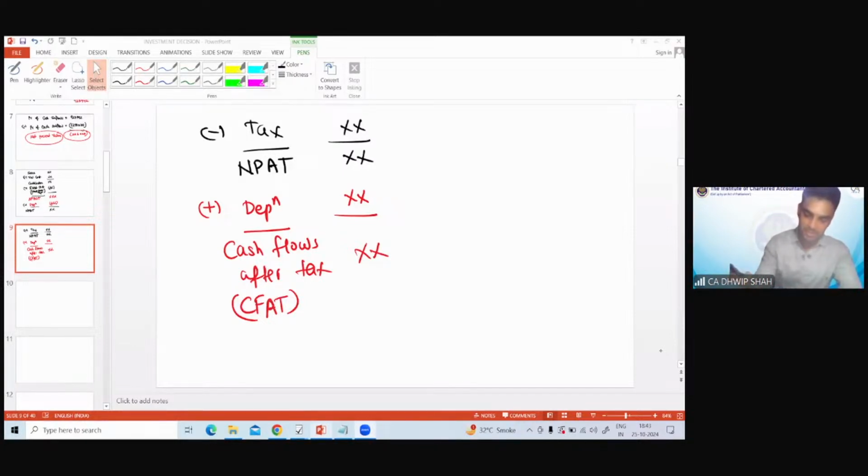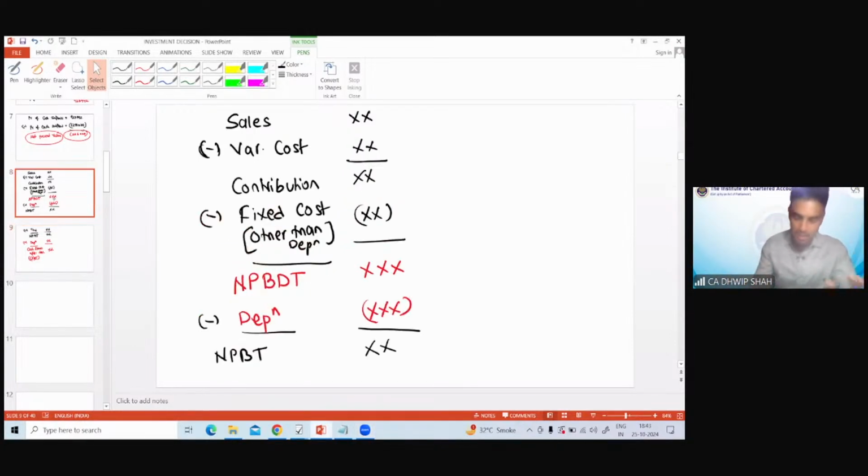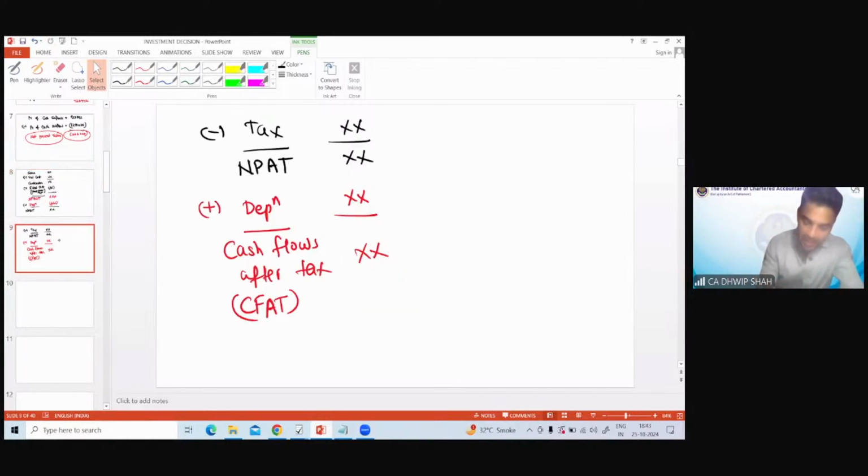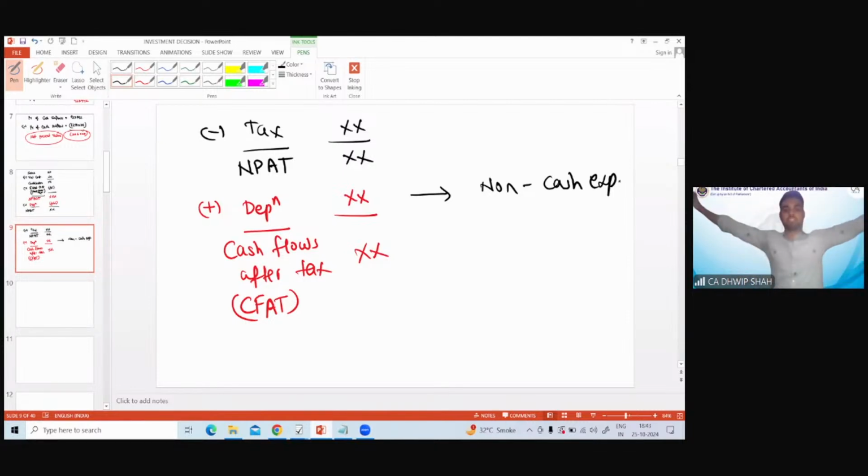Hey, you are done with this chapter? That's correct. Depreciation is an expense that helps in saving taxes. So just for tax shield purpose, I subtracted depreciation and then I added back the depreciation because it is a non-cash expense, and I'm not concerned with non-cash expenses in my investment decision anywhere.